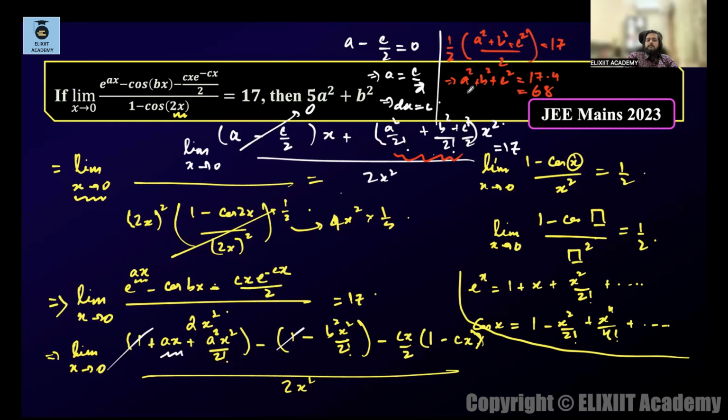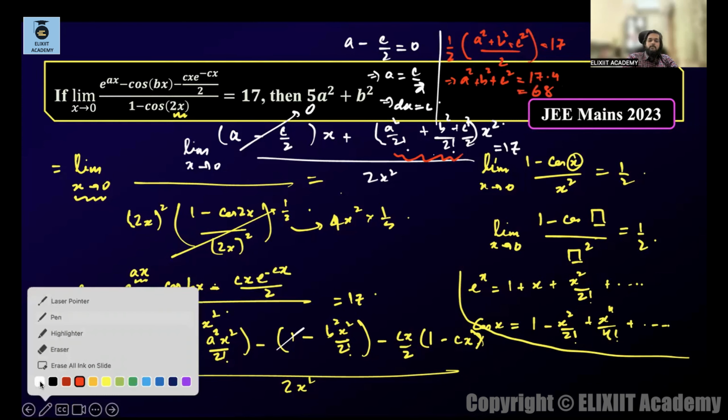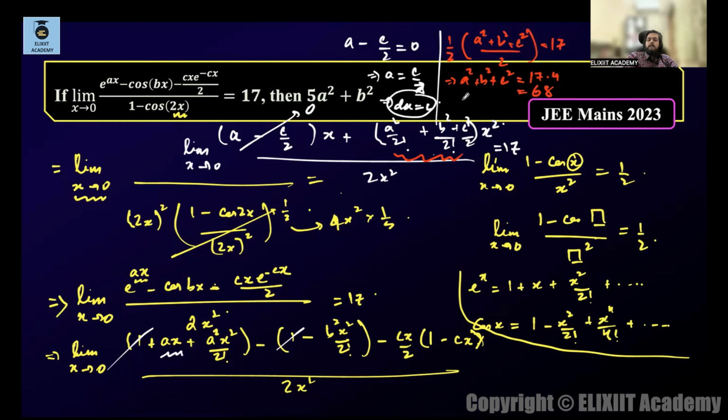Okay, and we have the value of a square plus b square plus c square, and further we can solve for a square and c square from here. We have solved c is 2a, so simply put it over here. So a square plus b square plus c square is 2a square, meaning 4a square. And 4a square plus a square will give you 5a square. So you will be getting 5a square plus b square equal to 68. And that's what they are asking for. In the question, they have asked for the value of 5a square plus b square, and that is 68.